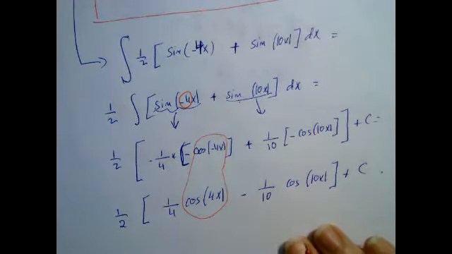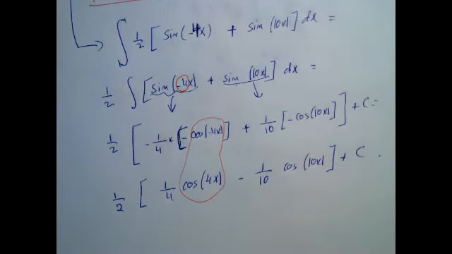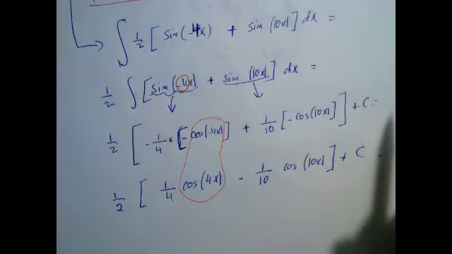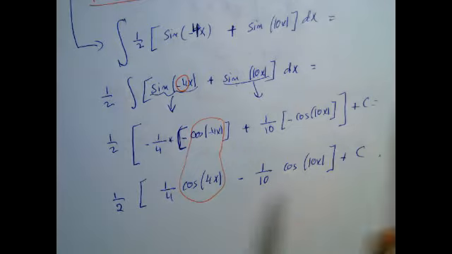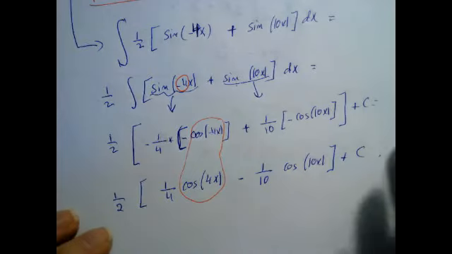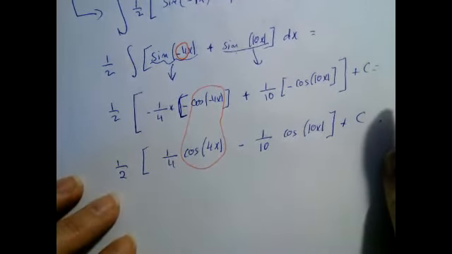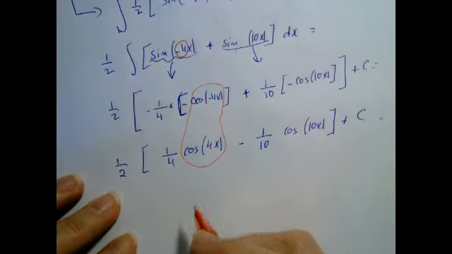Why did the minus disappear? I didn't forget it this time. I had minus 4x, now I have 4x. Do I have the right to do that? Anybody remember that trig property?